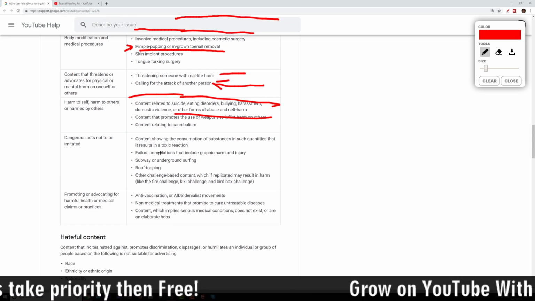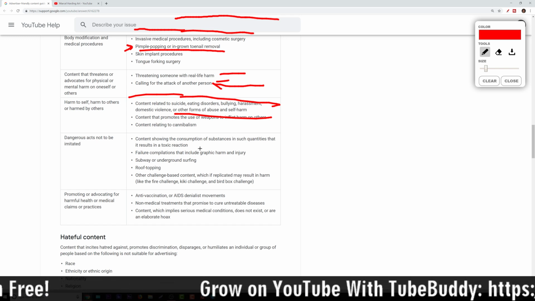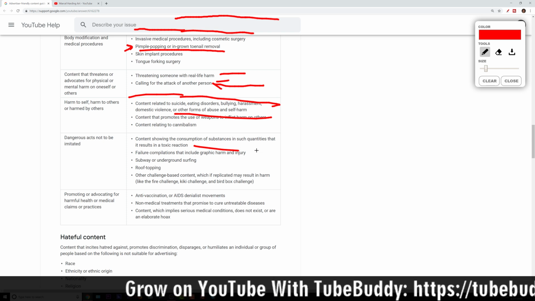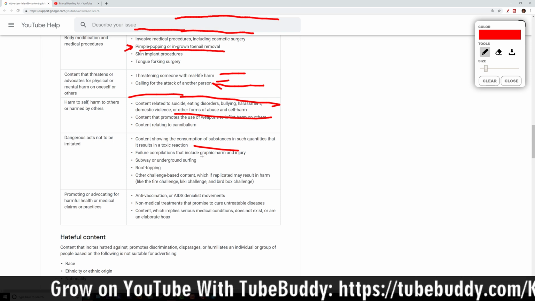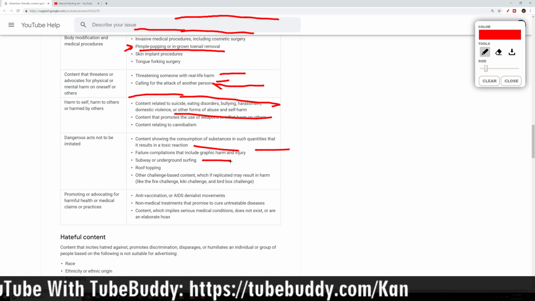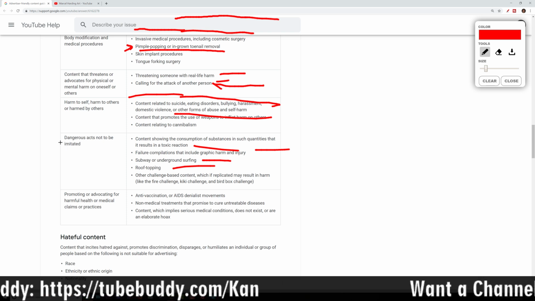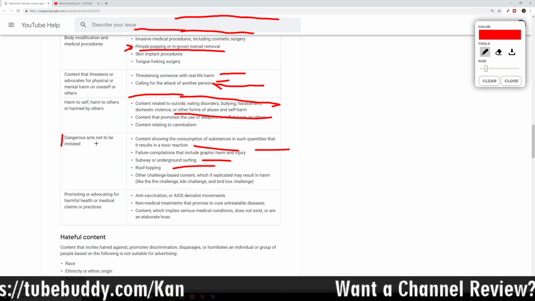Dangerous acts not to be imitated. Content showing the consumption of substance in such quantities that result in a toxic reaction. That's fair. Failure complications that include graphic harm, injury. Fair. Subway or underground surfing. Fair. Roof-topping.